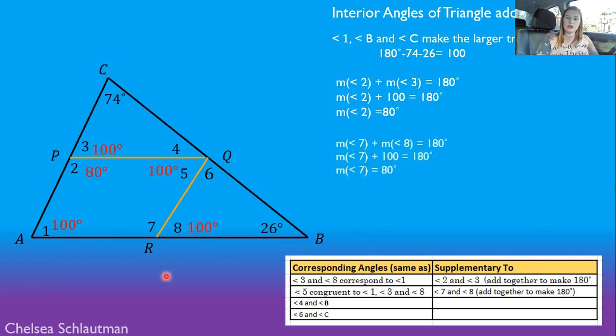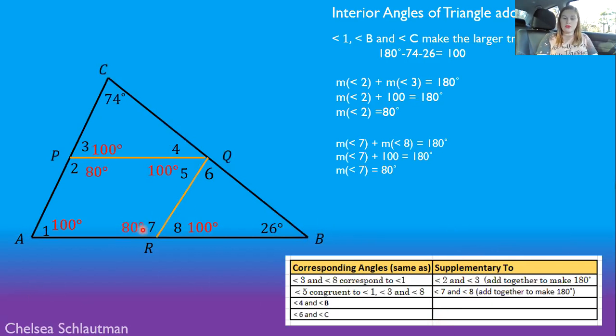Next, we're going to look for angle 7. If you see over here, I have it listed under the supplementary 2, which means if we add angle 7 and 8 together, they're going to get 180. We already have angle 8 as 100, so we just need to find angle 7. We subtract the 100 from 180, and that gives us 80 degrees. So now we know angle 7 is 80 degrees.